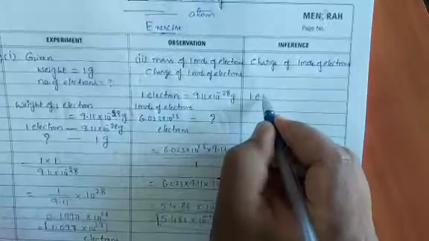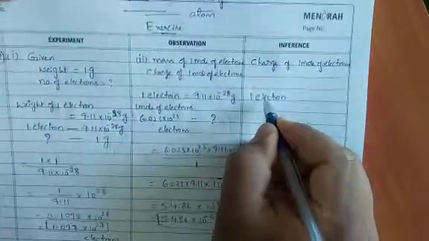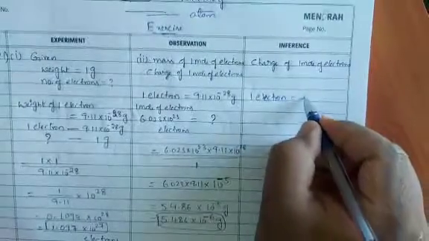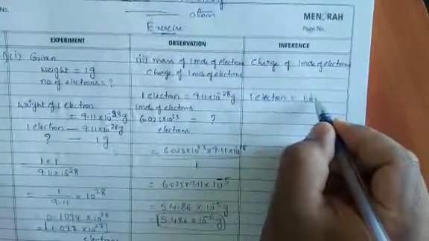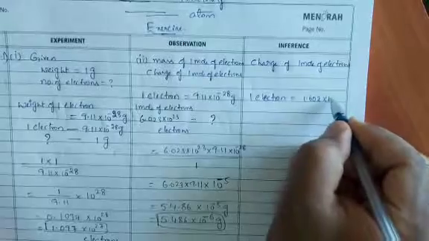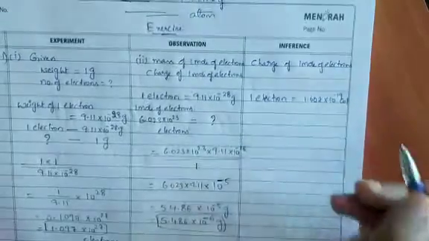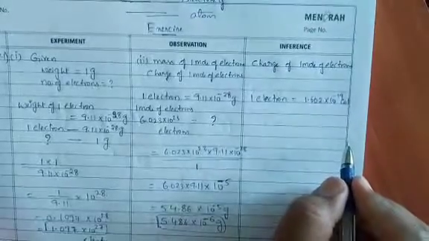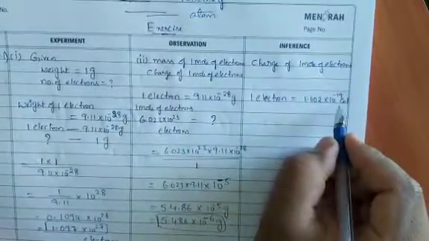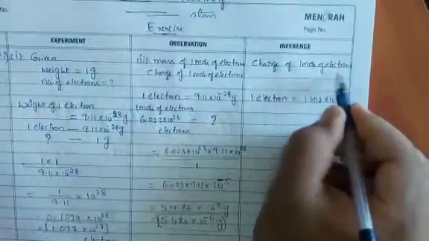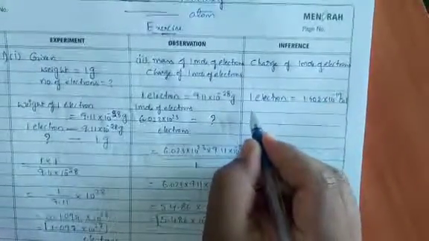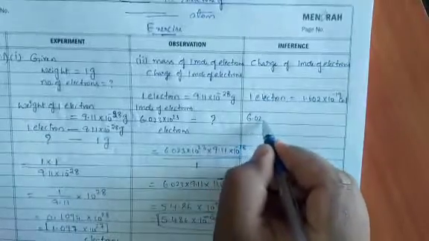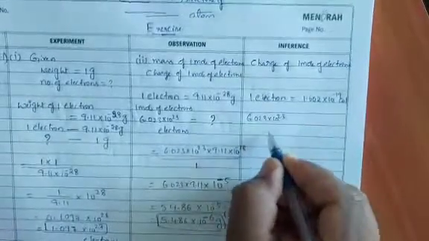First, 1 electron charge. As the question is related to charge, I took 1 electron charge, 1.602 into 10 power minus 19 coulombs. 1 electron charge is how much? 1.602 into 10 power minus 19 coulombs. Then they asked 1 mole of electrons. Directly I am taking here 1 mole of electrons, 6.023 into 10 power 23 electrons.